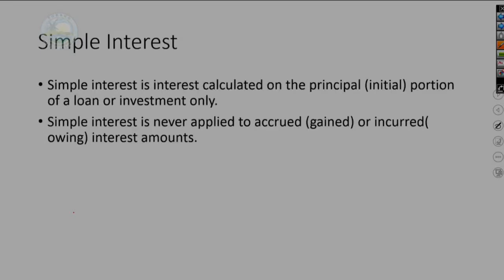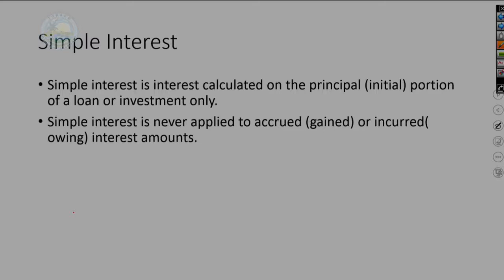Simple interest. And what is simple interest all about? It's about that interest that is calculated based on the principal only. Right? It's based on that initial portion of a loan or investment. So if you borrowed 30,000, it's always going to be based on that 30,000. If you loaned 5,000 for simple interest, it's going to be based on the 5,000. If you borrowed $10, it's always going to be based on that $10. Simple interest is never applied to interest gained or interest owing.